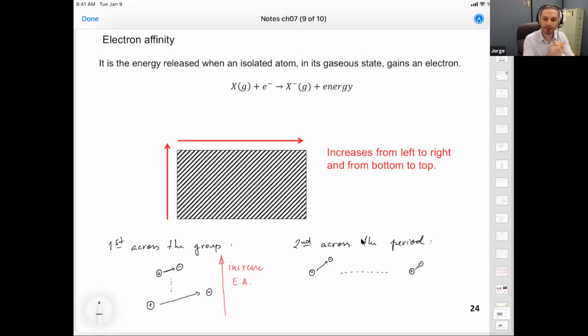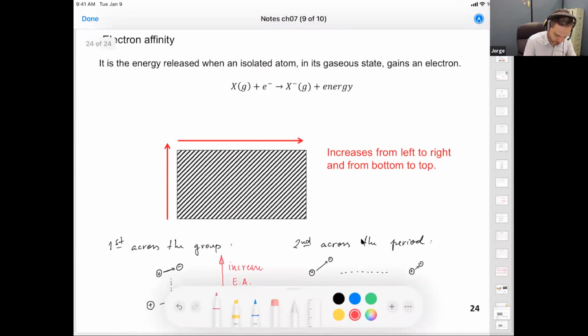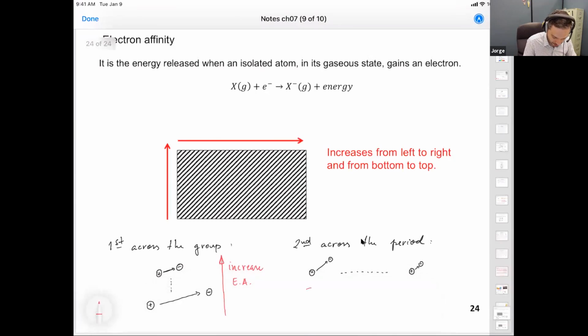And here's the same idea. Smaller atoms can hold tighter to the extra electron, making the system stable. If the radius is large, the interaction between the nucleus and the extra electron will be weak, reflecting in a lower electron affinity. So therefore, the electron affinity will increase across a period, moving from left to right.